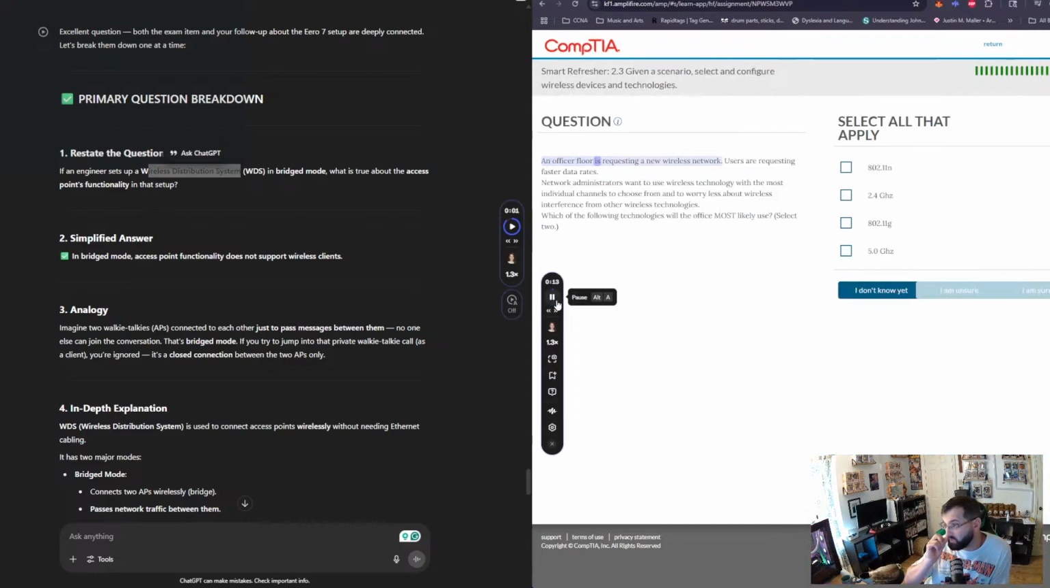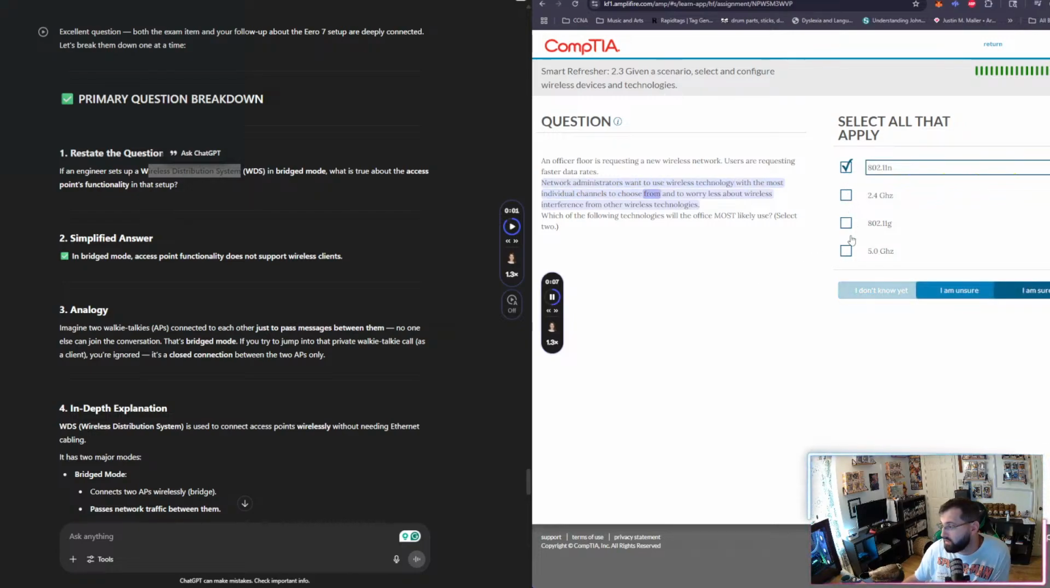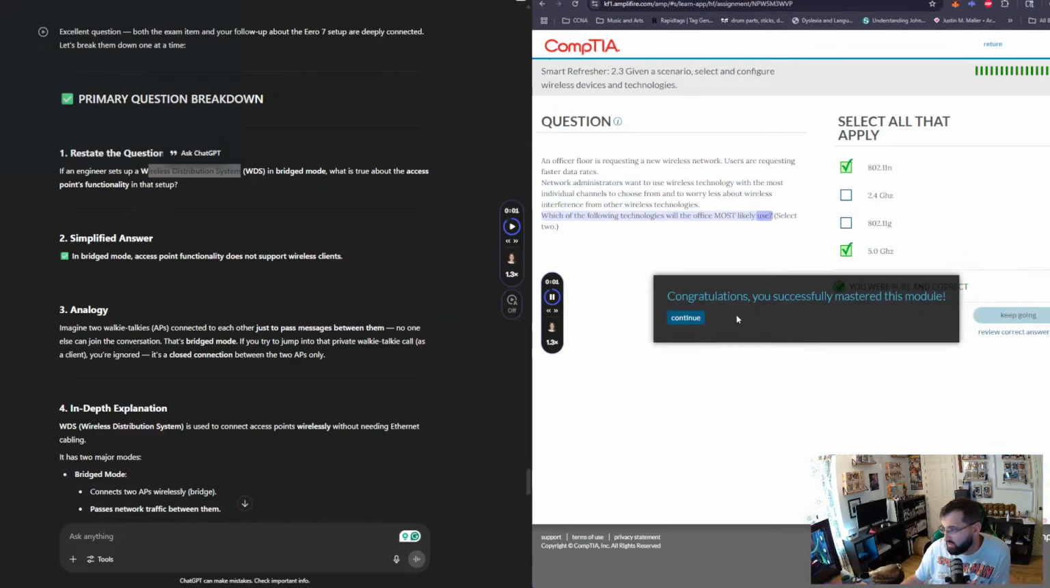An office floor is requesting a new wireless network. Users are requesting faster data rates. Network administrators want to use wireless technology with the most individual channels to choose from and to worry less about wireless interference from other wireless technologies. Which of the following technologies will the office most likely use? Select 2.